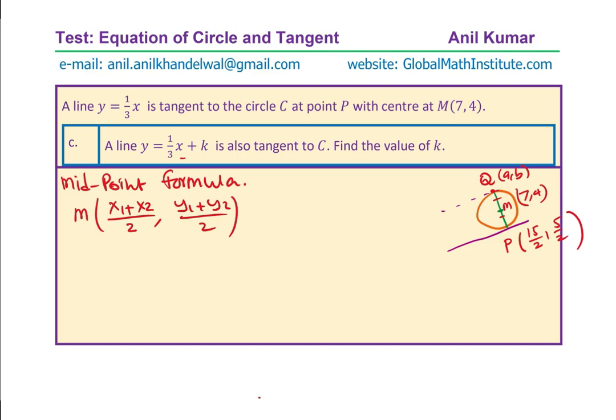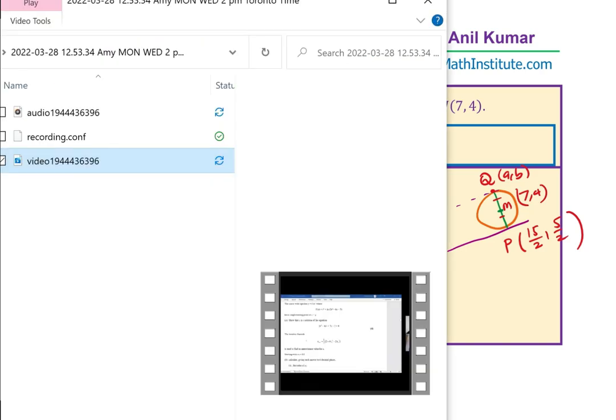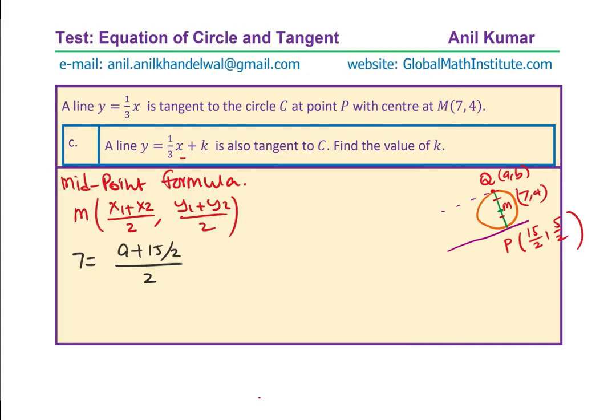So we can say that the midpoint is known, which is 7. So we can write here that the x value 7 should be equal to the average of A and 15 by 2, right? So (A plus 15 by 2) over 2. And similarly, we also know that the average of b and 5 by 2 is 4, right? So we know 4 is equal to (b plus 5 by 2) over 2, right? So that should help us to find the answer.